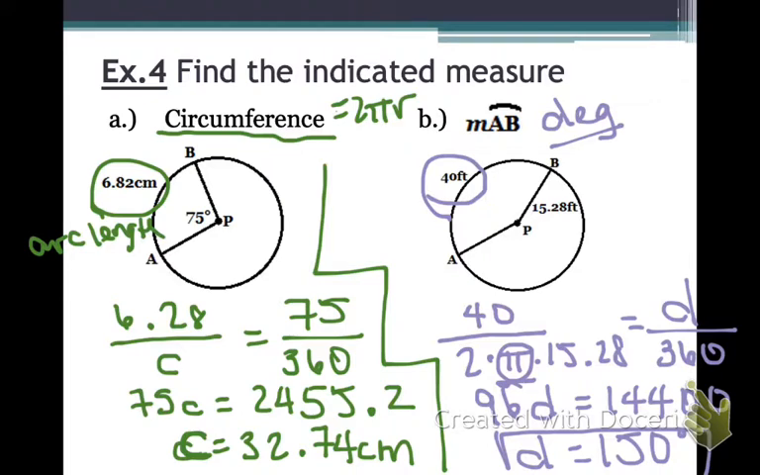All right, I hope you guys understand the proportion. That would be the only thing that is new for you right now. The circumference you should have done somewhere along the way, probably in like a junior high math or something like that.